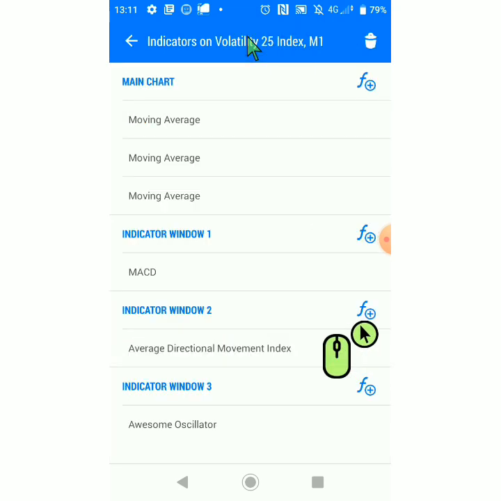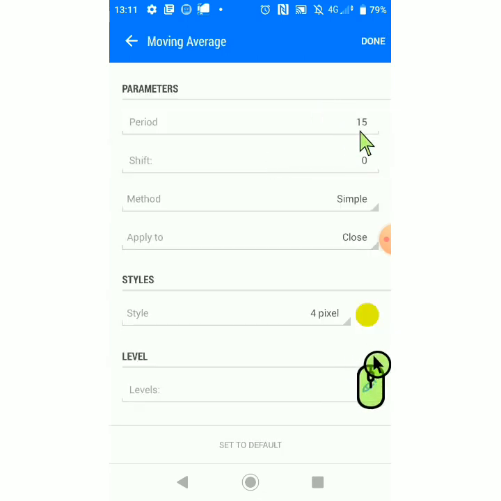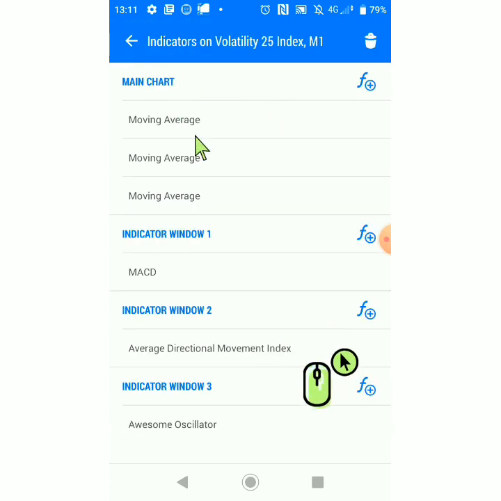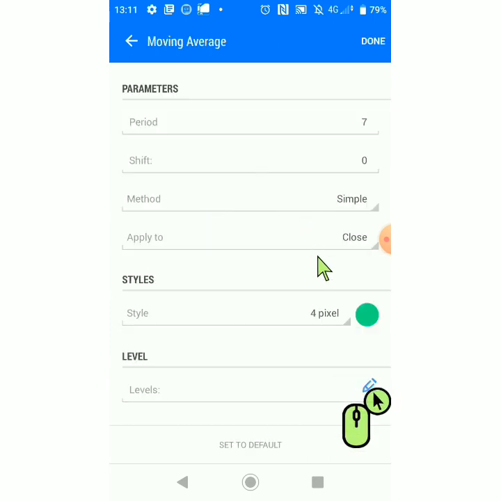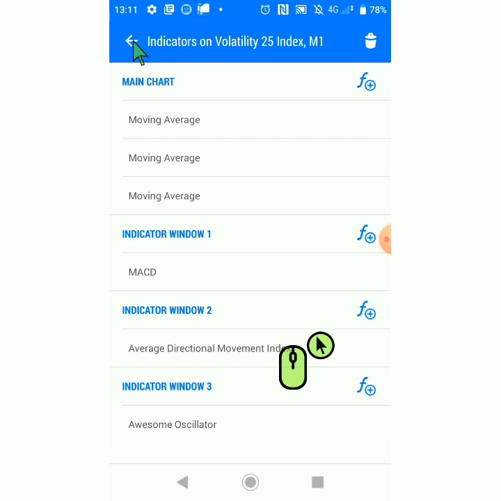Now if we go to our functions and go to the second moving average, we have the second moving average to be 15, which is yellow, means get ready. The higher the moving average, the slower it is on the charts. Take note of that, guys. The higher the moving average, the slower it is on the charts. And on the third moving average, we have green means go, period 7, shift 0, method simple, apply to close. Okay, so once you're done with that, you click on done, but I'll go back now.